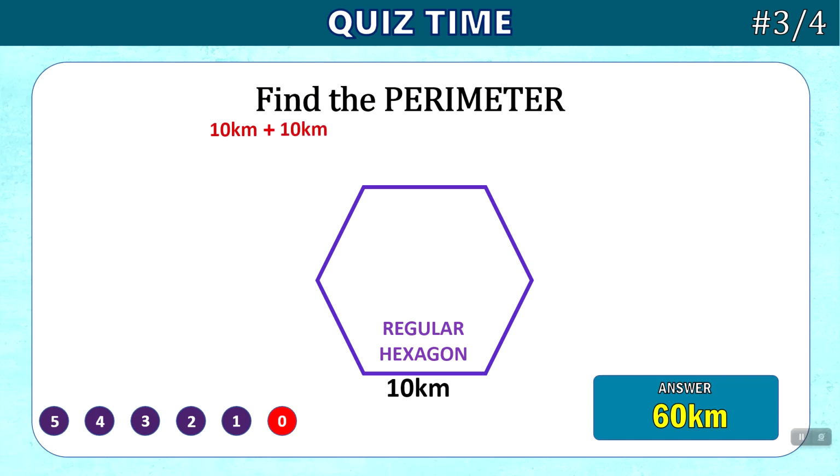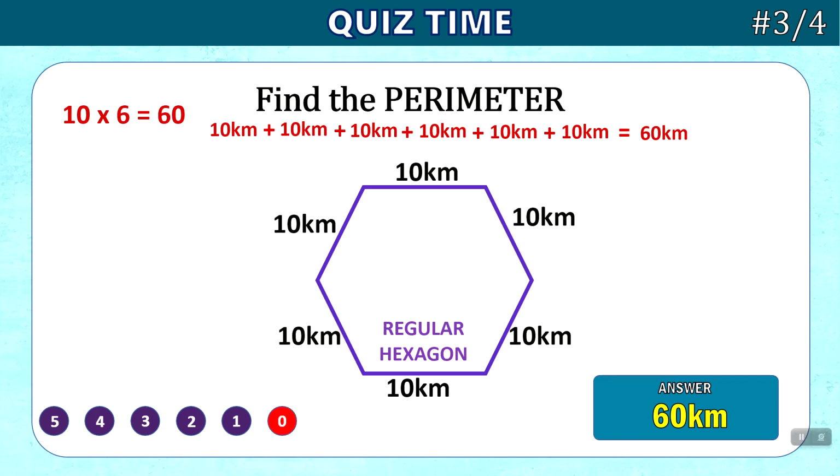10 plus 10 plus 10 plus 10 plus 10 plus 10. Those are the 6 sides. When we add them all together, we get 60 kilometers. We also can multiply 10 6 times to give us 10 times 6 equals 60. Every side is 10 kilometers, and so we have 60 kilometers as our perimeter.